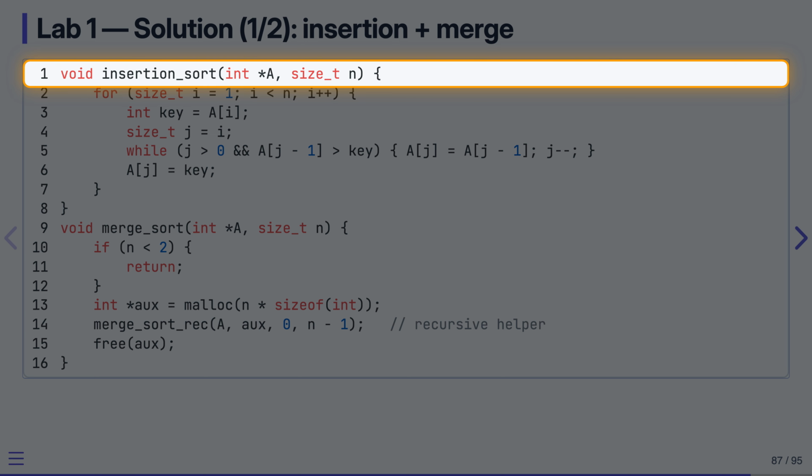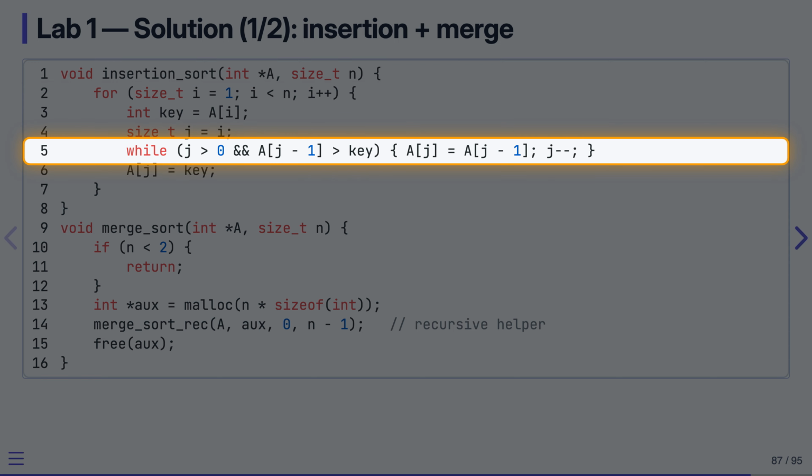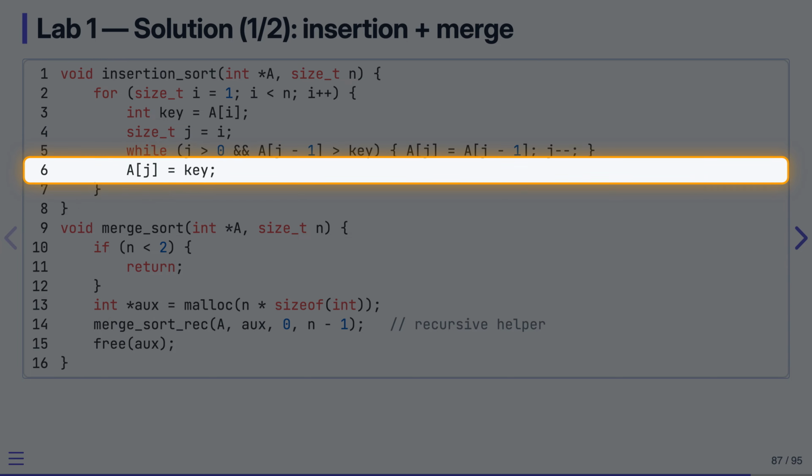Here is one clean solution, starting with insertion sort. Each pass saves A at I as the key. Then it shifts every larger element in the sorted prefix one place right until it finds the key spot, and drops the key in. That is the whole algorithm.